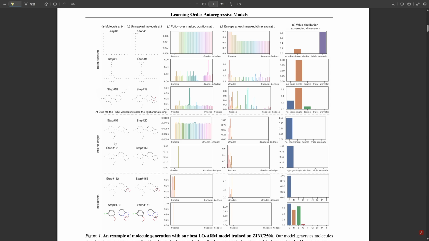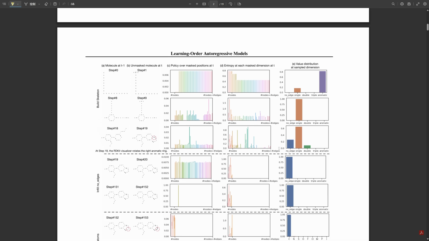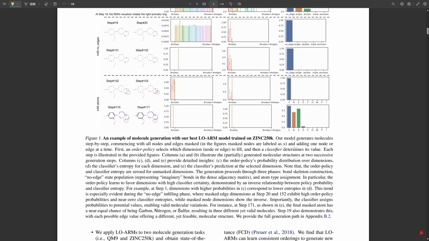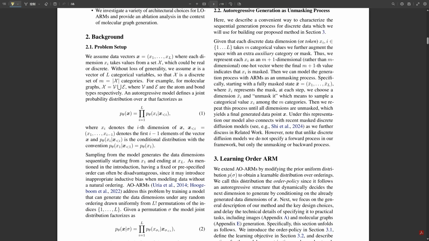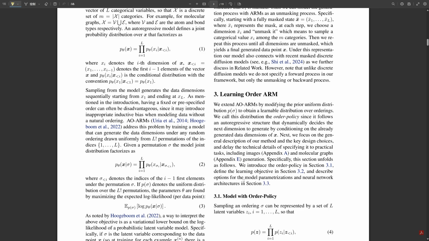An order policy. So it's like a little decision maker inside the model. Kind of, yeah. Crucially, this order policy isn't static. It decides which dimension, which piece of data to generate next, based on the data it's already generated up to that point. Ah, so it's context dependent. The order emerges during generation based on what's already there. That sounds much smarter. It is. The model learns from the training data what constitutes an effective generation strategy.